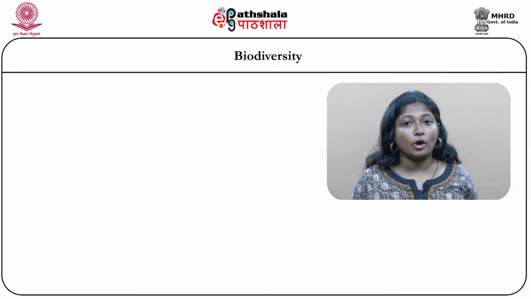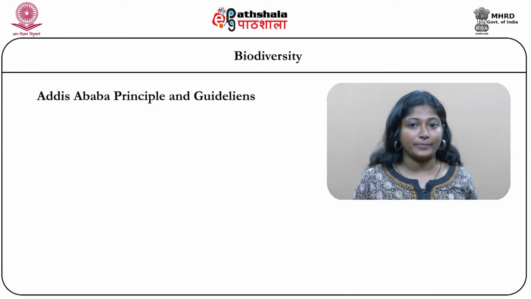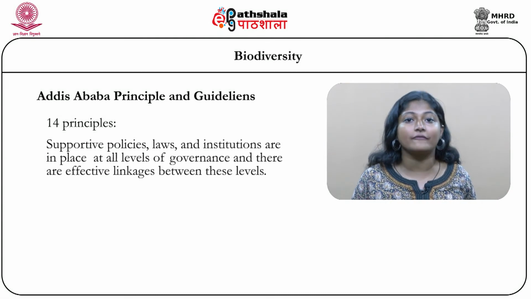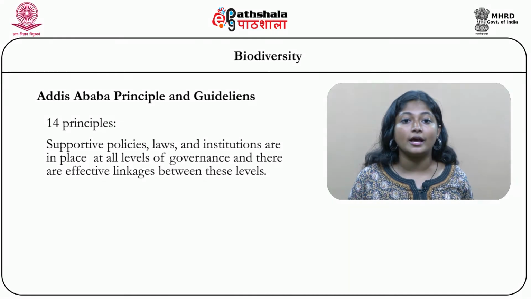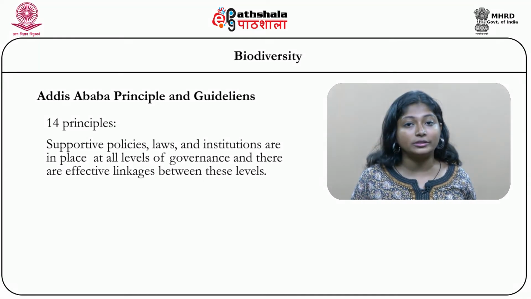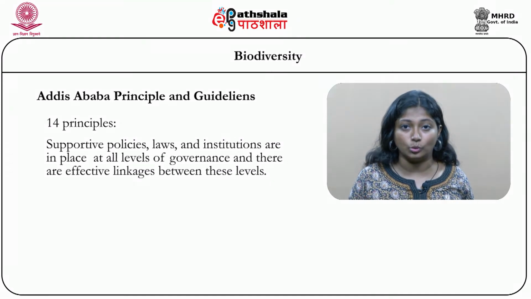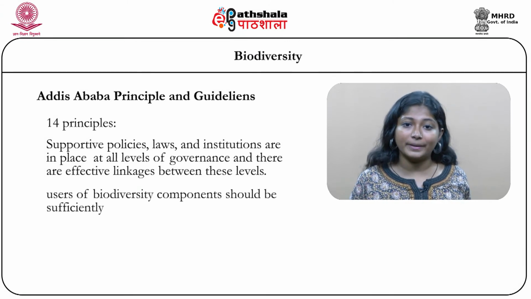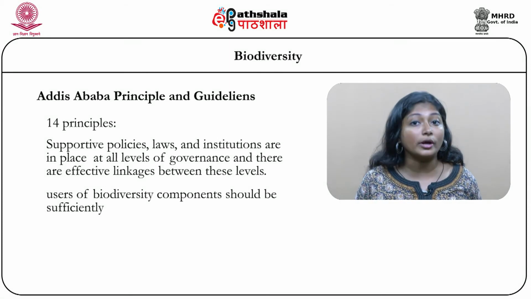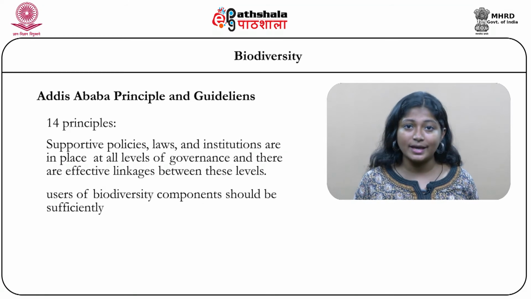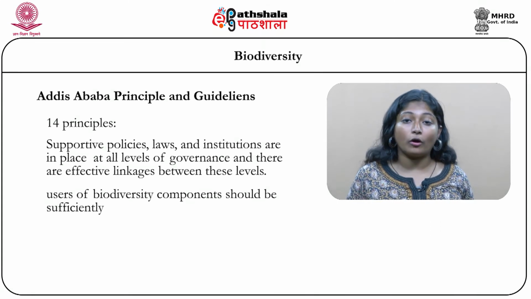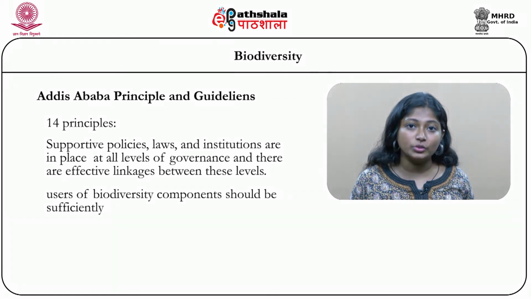The convention has also adopted voluntary guidelines called the Addis Ababa Principles and Guidelines, which has 14 principles, which also mention that you need to have supportive policies, laws, and institutions in order to effectively link all the governance levels for sustainable use. This is also incorporated in India's legal system. We have the National Biodiversity Action Plan talking about sustainable use of biodiversity. We have also included a lot of policies and incorporated sustainable use into these policies.